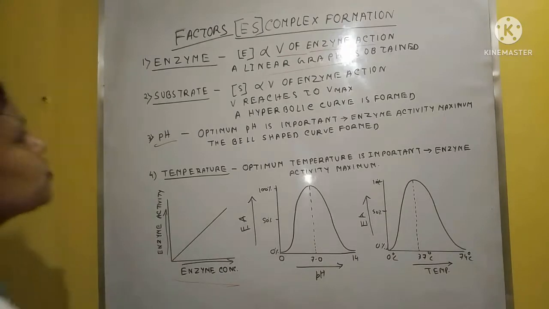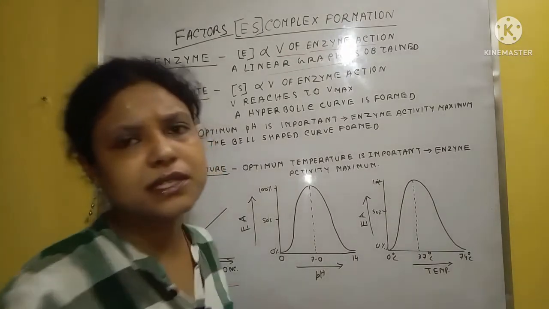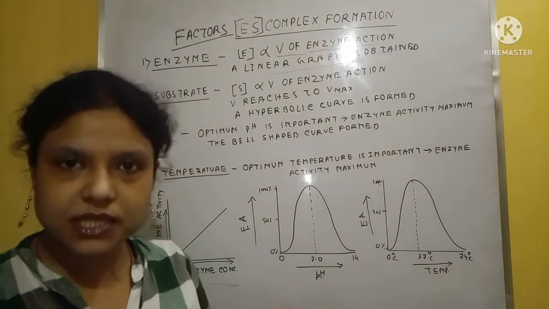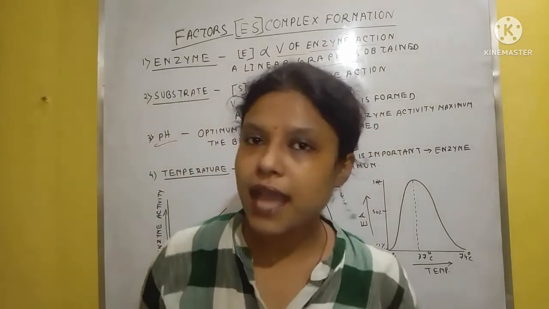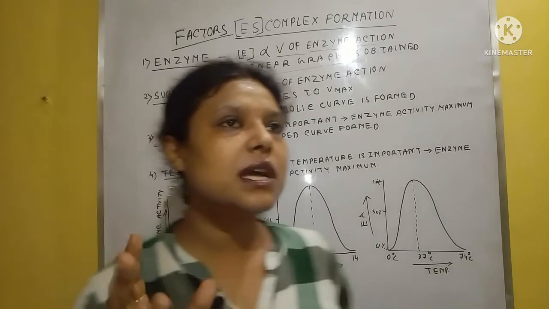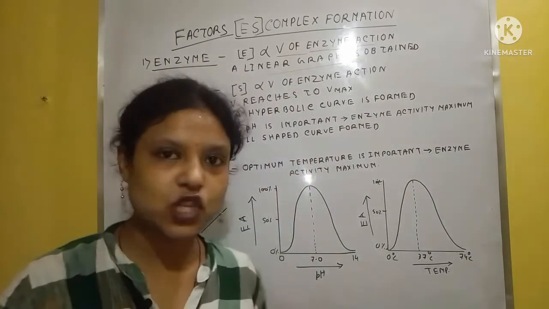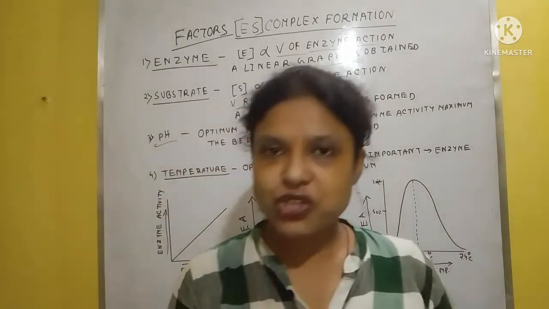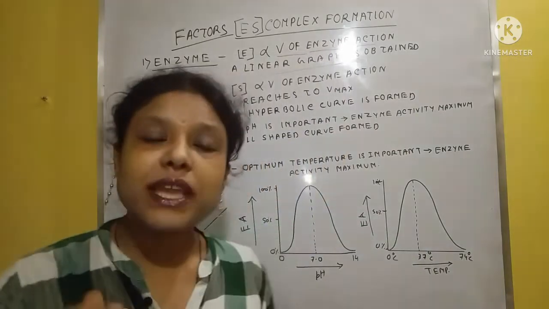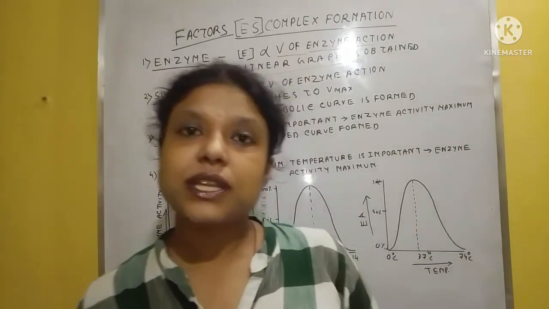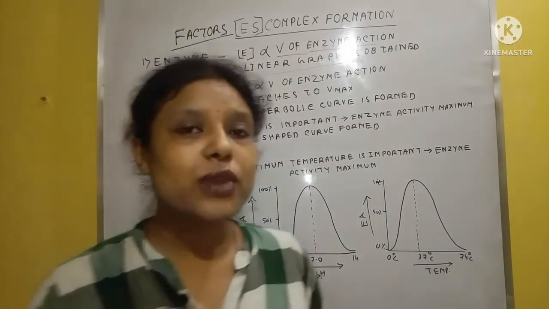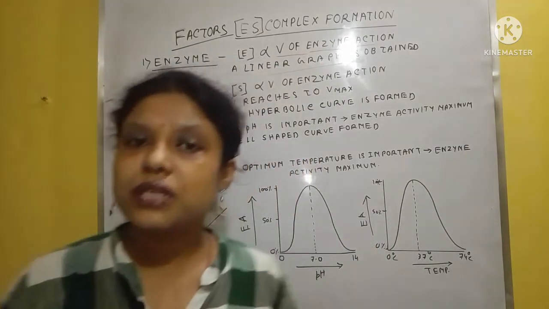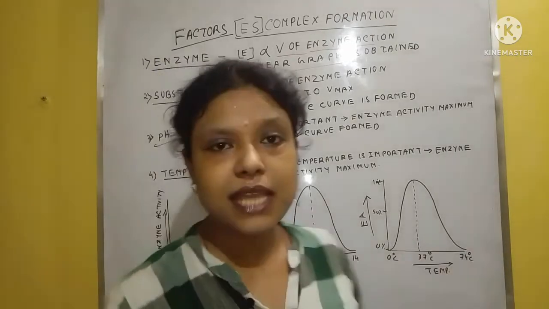The second one is the substrate. It is the same as the enzyme concentration. When the substrate concentration is very low in the medium, but the enzyme concentration is high, then after some time the formation of the ES complex stops, or the velocity of the action stops. Clear? But when we add substrate to the medium again, then the velocity rises. So the substrate concentration is very important, just like the enzyme concentration.